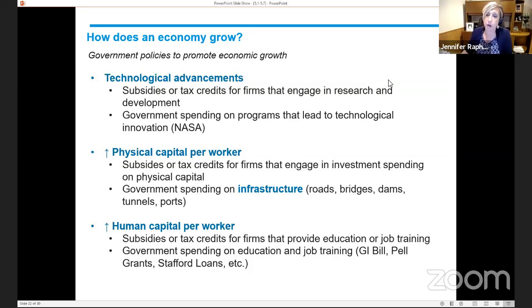So not all government spending is created equal when it comes to economic growth. Some dollars are just transfers, but other dollars contribute directly to the productive capacity of an economy.